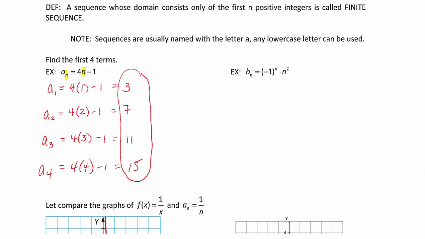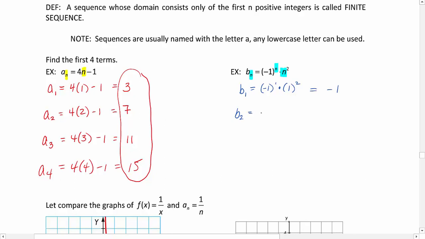Let's try another one. B sub n is defined to be negative 1 to the nth times n squared. Again, we're just going to be replacing the n on the right side with whatever the n is on the left side. So b sub 1, that's going to be negative 1 to the first times 1 squared. So 1 squared is 1. Negative 1 to the first is negative 1. This gives us negative 1.